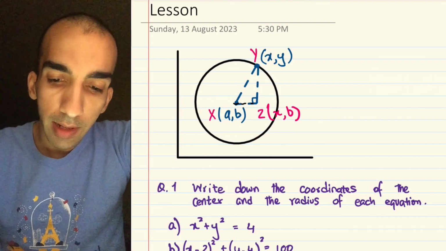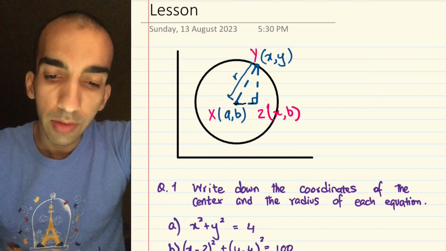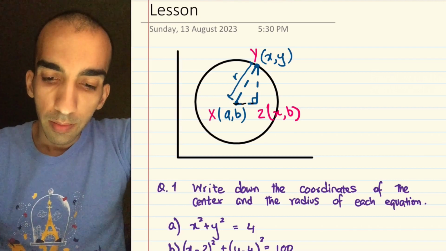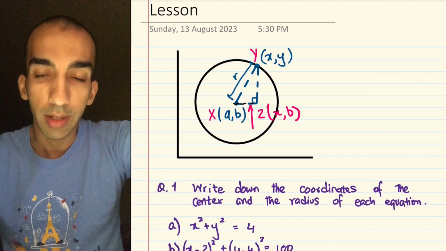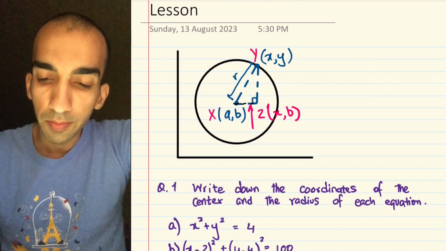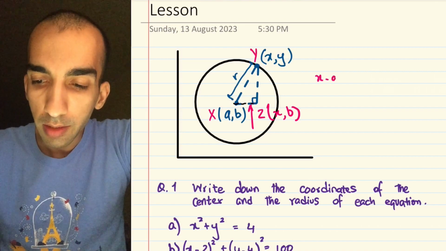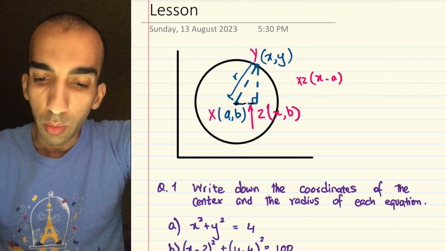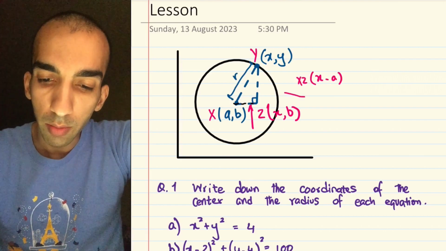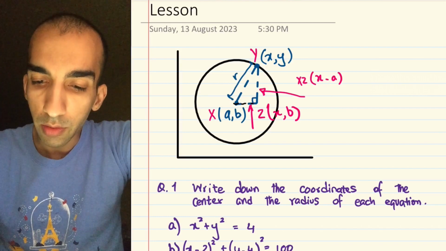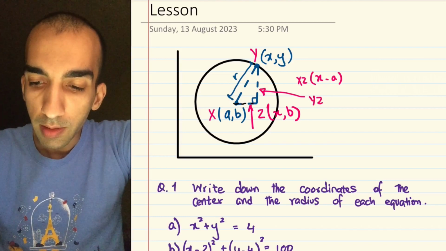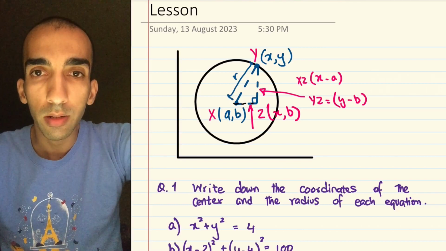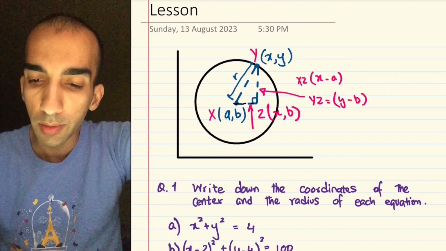Can I call this length from here till here as the radius? Right? Now, what is the length of this line that I marked with an arrow? It is going to be x minus a. I can call that xz. Okay? What is the length of this line that I marked with an arrow? Let's call that yz, and that is going to be y minus b. I hope that makes sense. We are just subtracting the x coordinates and the y coordinates.